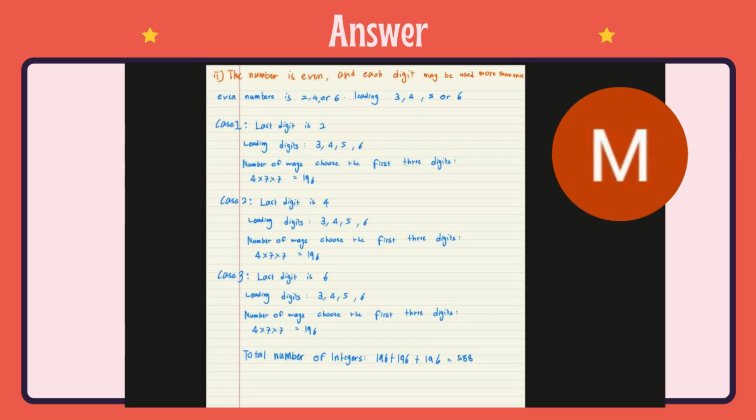Number 2: the number is even and each digit may be used more than once. An even number ends in 2, 4, or 6. The leading digit can be 3, 4, 5, or 6. The last digit options are 2, 4, 6, and the leading digit options are 3, 4, 5, 6. For each combination of leading and last digit, the 2 middle digits can be any of the 7 digits. The number of ways to choose the first 3 digits, allowing repetition, is 4 times 7 times 7, so it's 196. Since there are 3 possible last digits, the total is 196 multiplied by 3, so 588 possible ways for the number to be even and each digit may be used more than once.